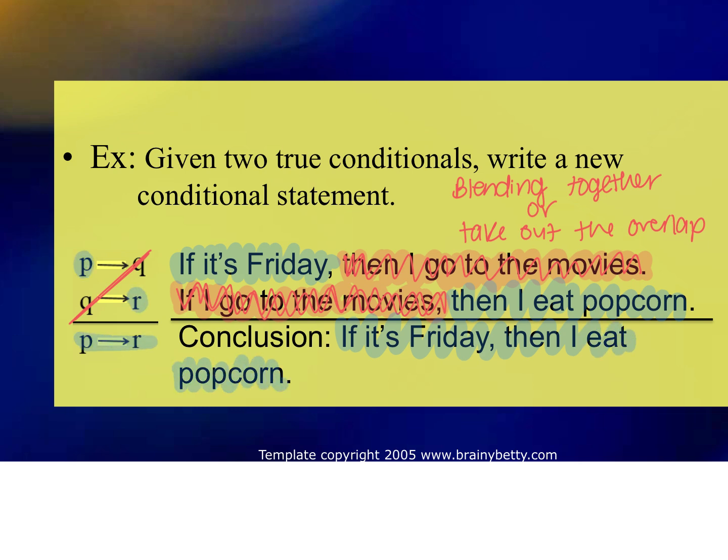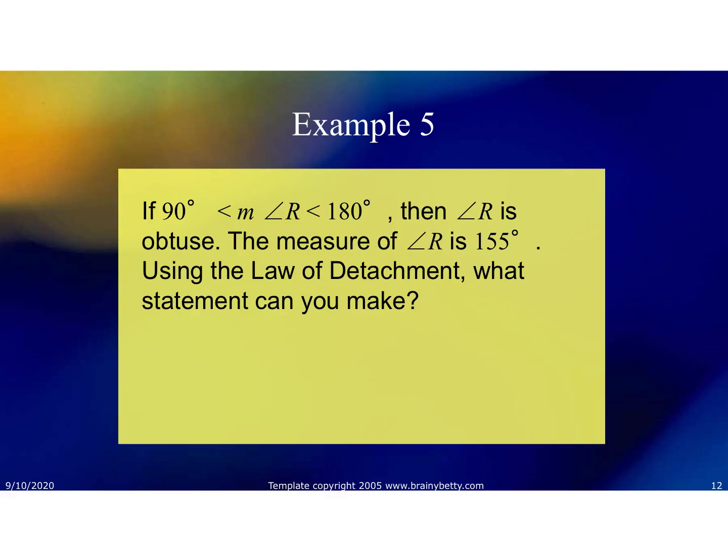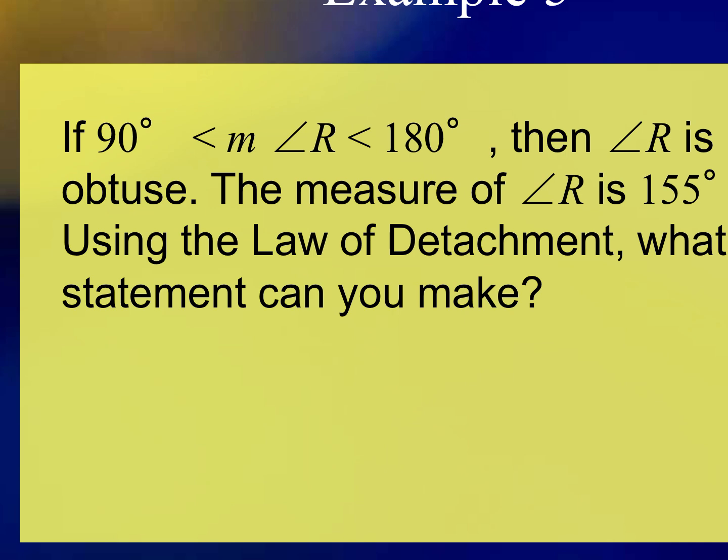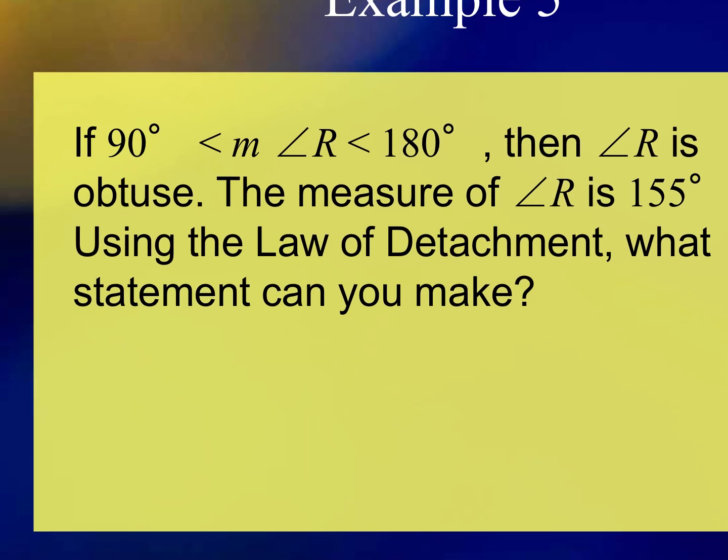Looking at example number 5, it says if 90 degrees is less than the measure of angle R, which is less than 180 degrees, then angle R is obtuse. The measure of angle R is 155 degrees. Using the law of detachment, what statement can you make? What would my conclusion be?